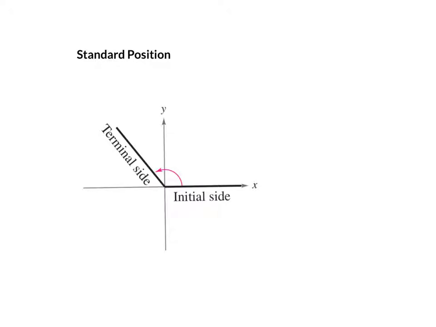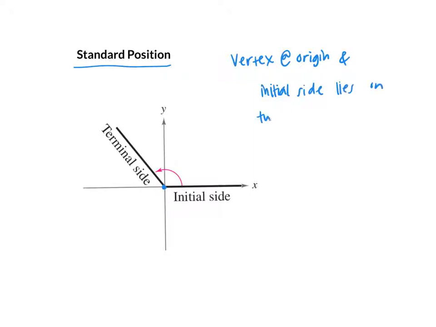Okay, let's talk about standard position. Standard position of an angle measure is when you have the vertex at the origin, so right here, and the initial side lies on the positive x-axis. So you have your initial side on the positive x-axis, and then you have your terminal side ending somewhere so that you have an angle measure.